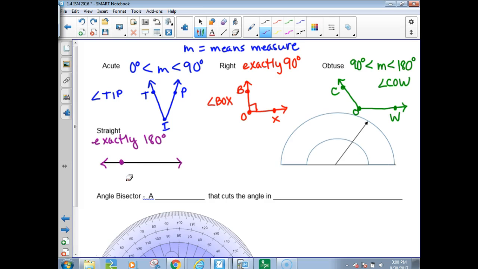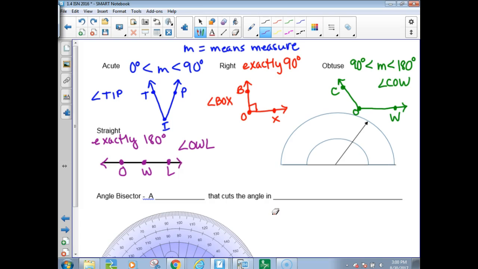The problem is I can't name it until I put some points on it, and I need 3. So, anybody got a name for it? Owl? Okay. O-W-L. This would be angle OWL.